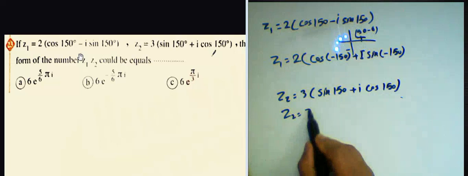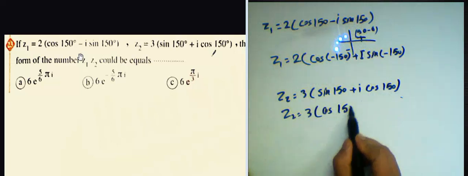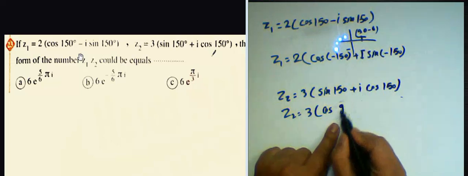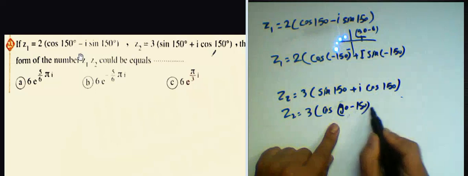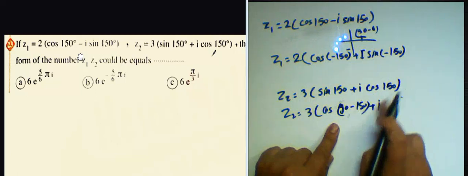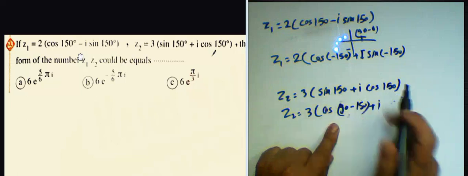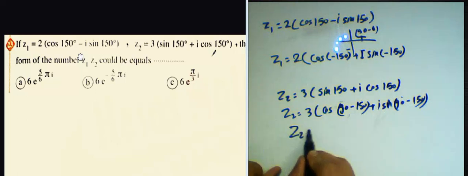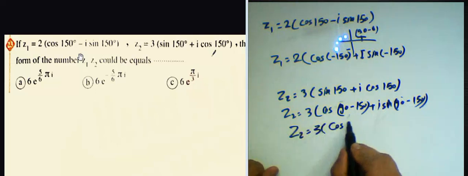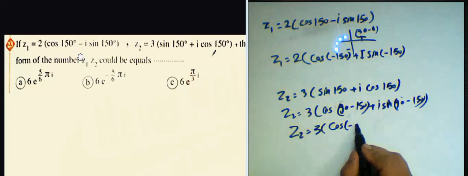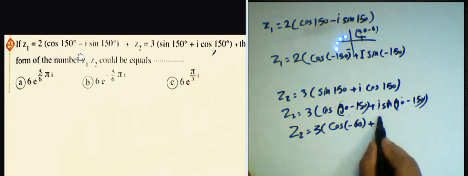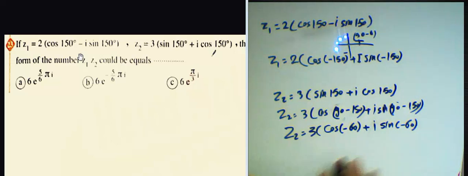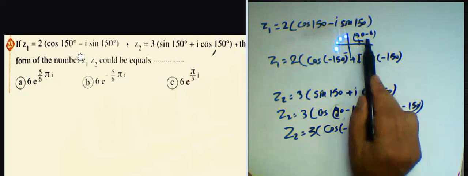We can write Z2 equal 3 multiplication by cosine 150. This angle here, write 90, the first 90 subtract by theta. 90 subtract by 150 plus I multiplication by sine, convert from cosine to sine, 90 subtract by 150. Then Z2 equals 3 multiplication by cosine. It will be negative what? Negative 60 plus I multiplication by sine negative 60. Okay, because it lies where in the first quadrant here, 90 subtract by theta.